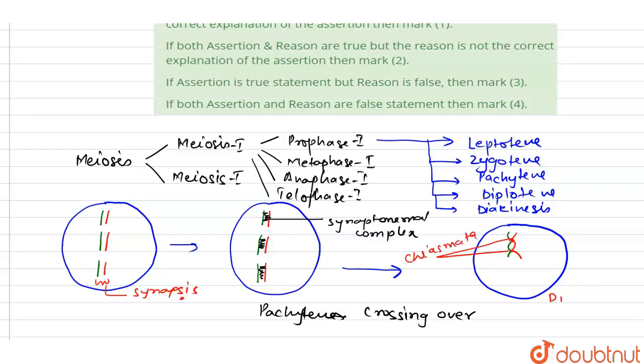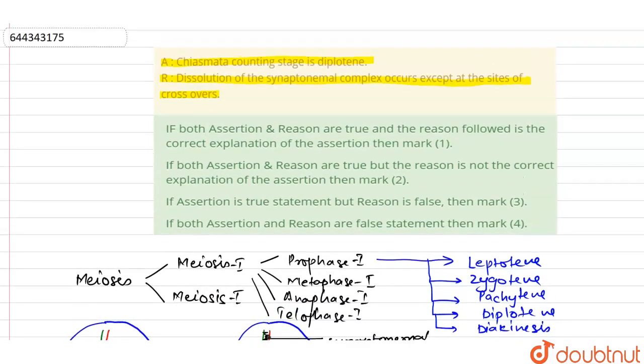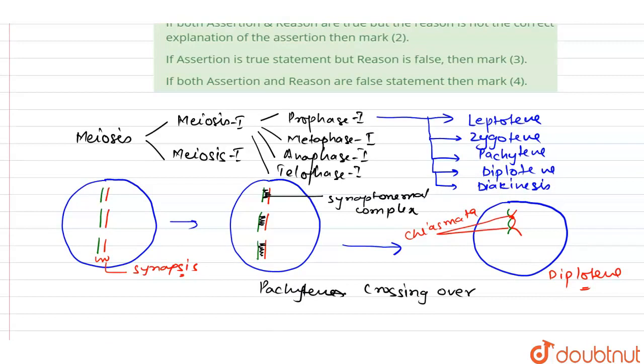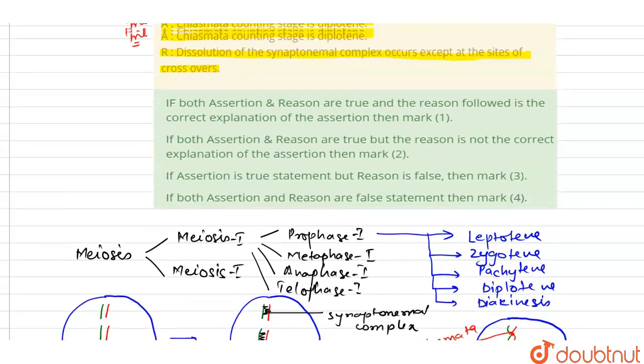So these chiasmata appear during the diplotene phase after the crossing over. So if we see the assertion, chiasmata counting stage is diplotene, it is completely true. Because if you want to count the number of chiasmata, you have to see the cells in the diplotene stage, because in the diplotene stage the chiasmata are appearing.